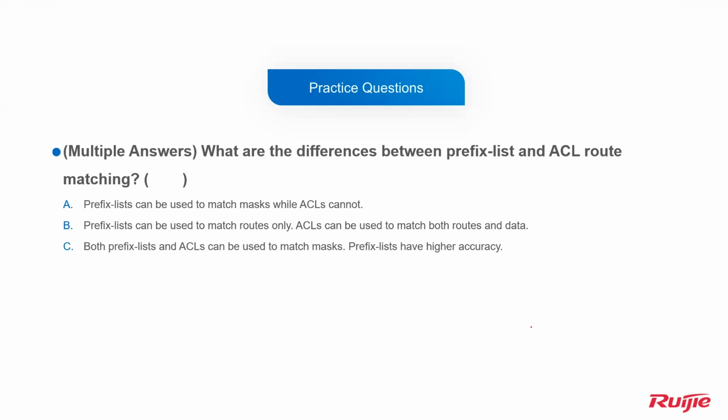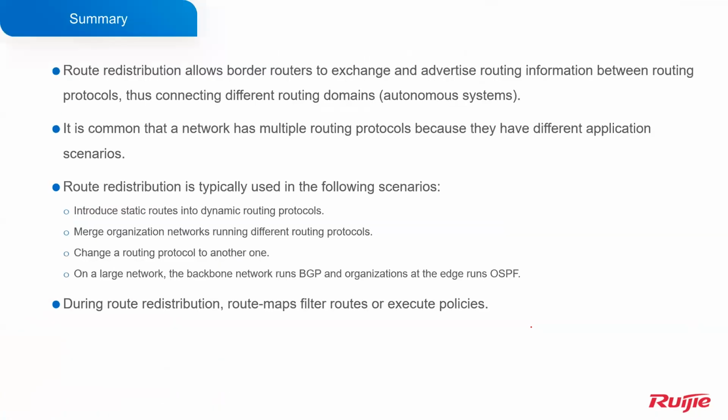So which of the following statements do you think are correct? Here, B and C. Because ACL can also be used to match the mask, since we can use the extended ACL to control the mask. But it's not flexible, right? The mask must be the same. We cannot control the mask length in a range, right? It must strictly match. Okay, so this is about the route redistribution and the route map.